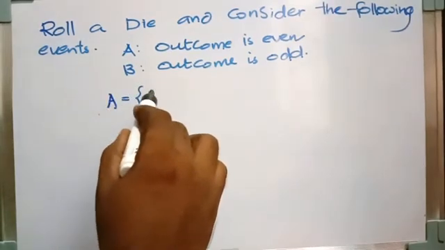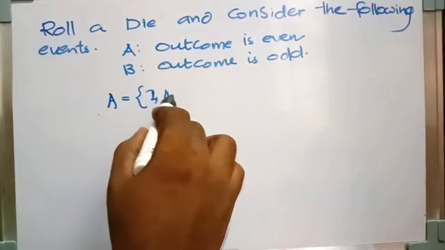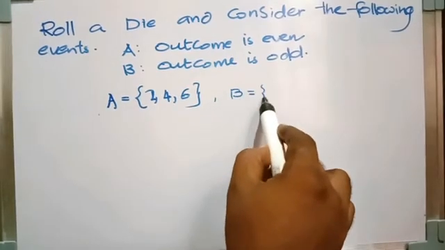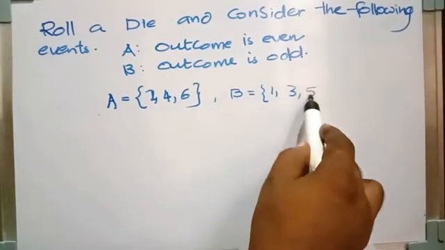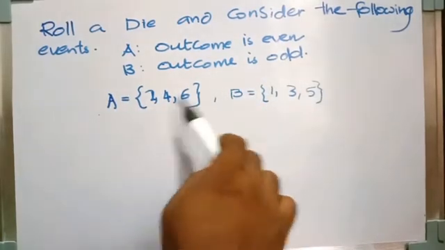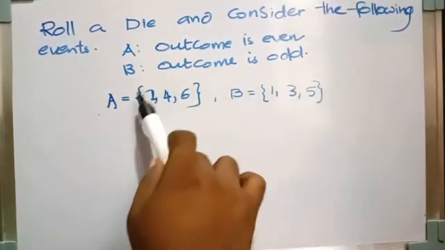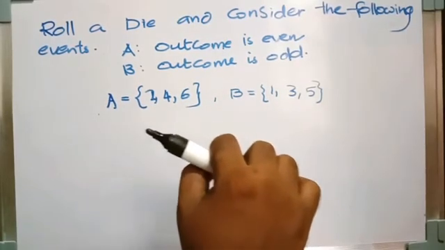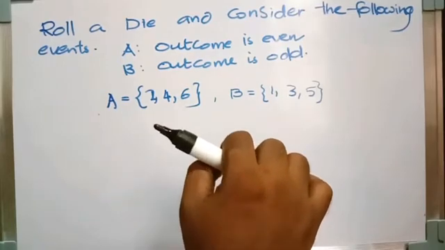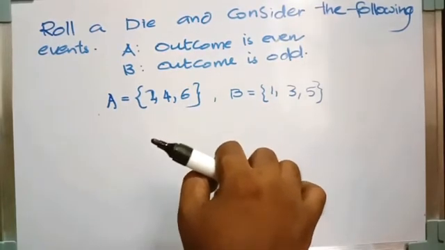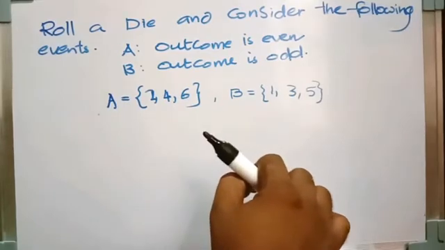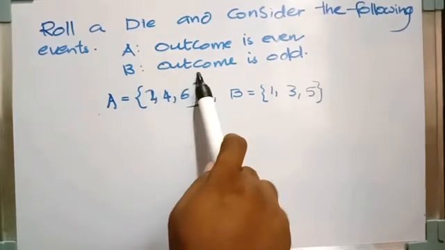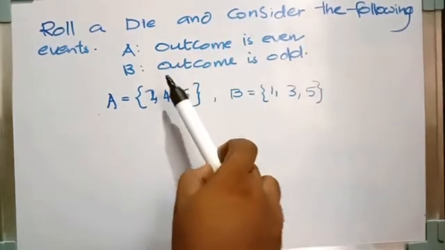So A is 2, 4, 6, and B is 1, 3, 5. These are the possible events that occur for A and B. And when we consider these two events, it's very clear that these two events never happen together. So our result never happens together. The result may be either A or B.